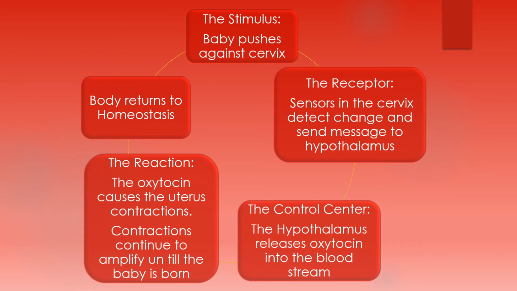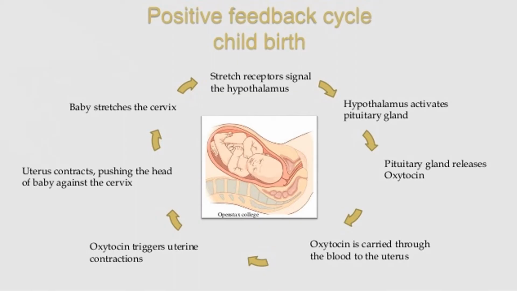So in this example, the stimulus is going to be the baby pushing against the cervix. The receptor is going to be the sensors on the cervix. And the control center is going to be the hypothalamus in the brain that releases a hormone called oxytocin into the bloodstream. The reaction is going to be the oxytocin, which causes the uterus to contract, and the contractions continue to amplify until the baby is born.